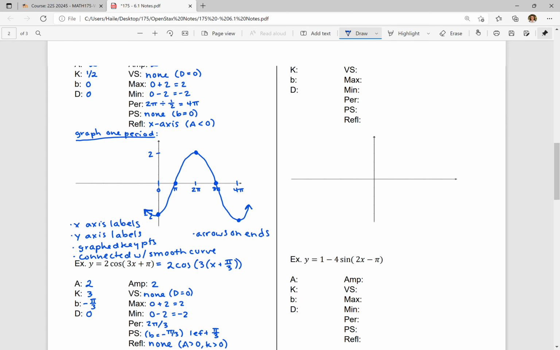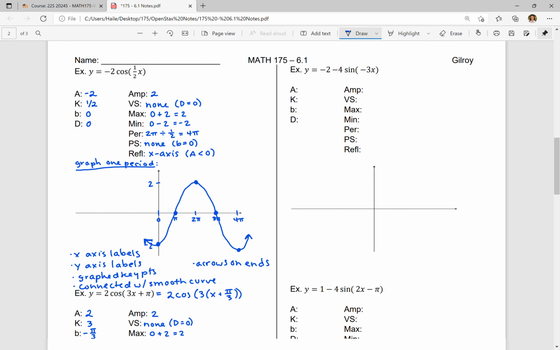Now for our next example, we're going to work on some sine functions instead of cosine. But it's the same sort of process. So the first thing we're going to do is just pick out our letters a, k, b, and d. So a is the number multiplied by sine. So this is negative 4. K is the number multiplied by x. So we have negative 3.